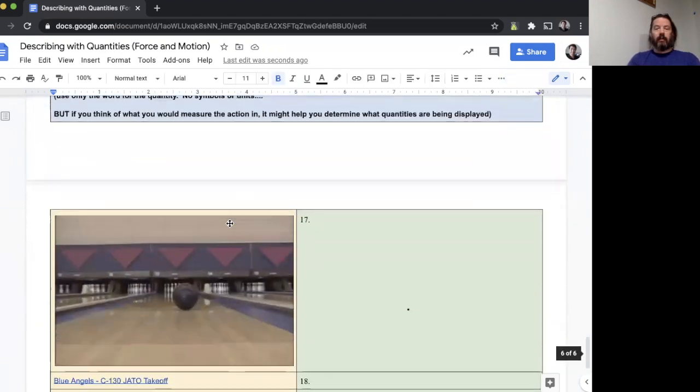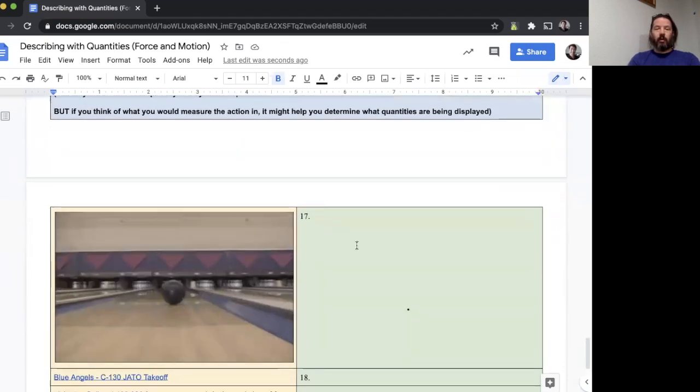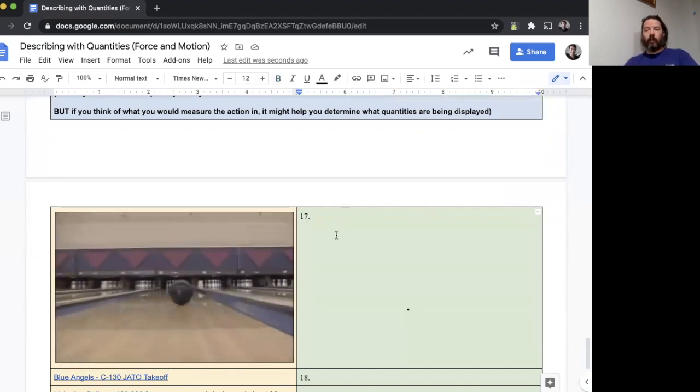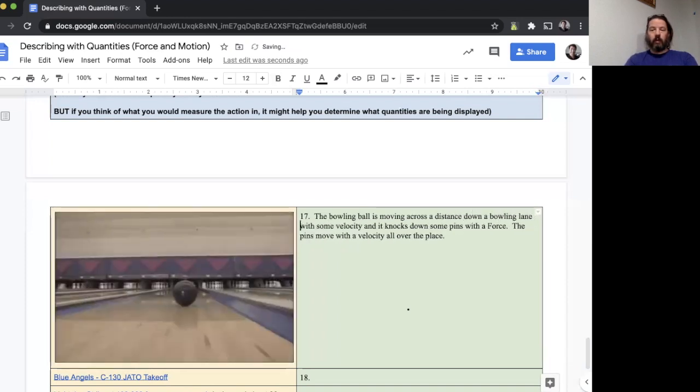Okay, the next thing is you have one animated picture. So you're going to come over here and you're going to describe what you're seeing or what quantities best fit what's going on in the picture. So we've got a bowling ball going down an alley and it strikes some pins. Those are the most obvious ones that I was thinking of, but does the bowling ball cover a distance? Yes. So the bowling ball is moving across a distance down a bowling lane with some velocity.